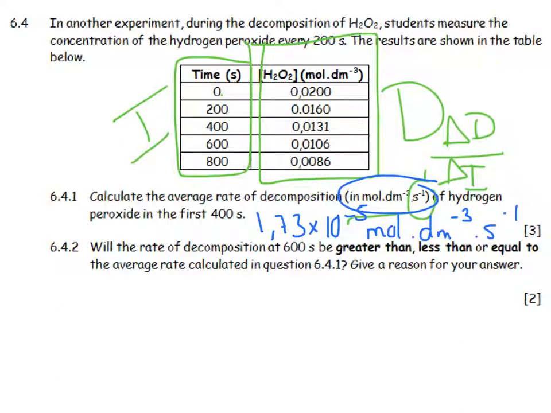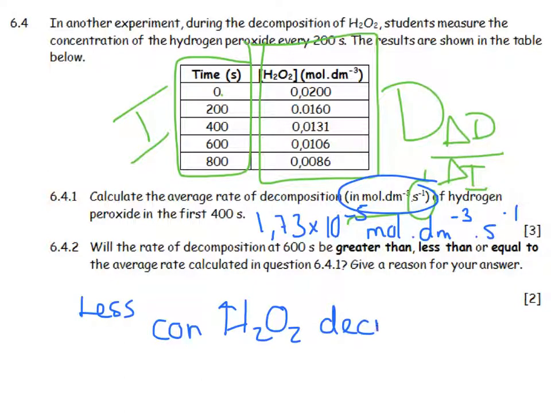Will the rate of decomposition at 600 seconds be greater than, less than, or equal to the average rate, and why? It's going to be less. And why? Because the concentration of hydrogen peroxide has decreased, and that's probably enough for just 2 marks.